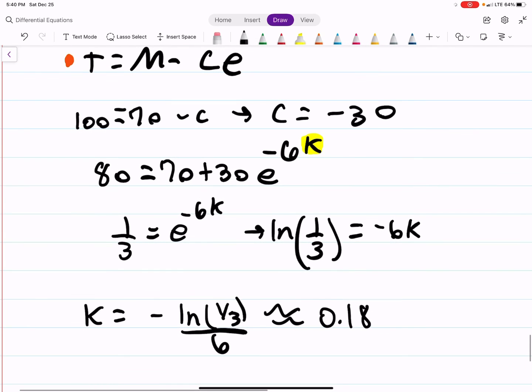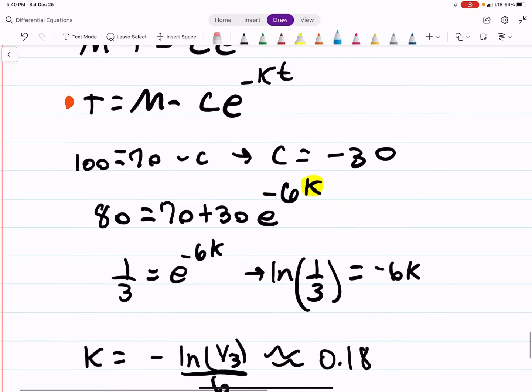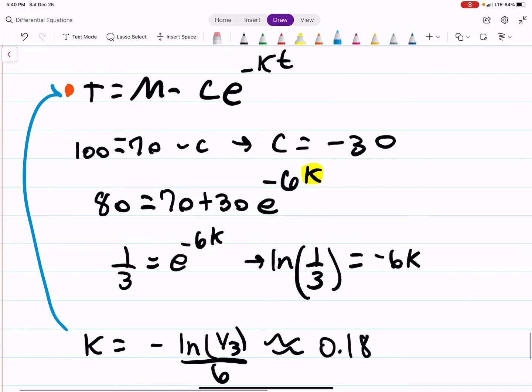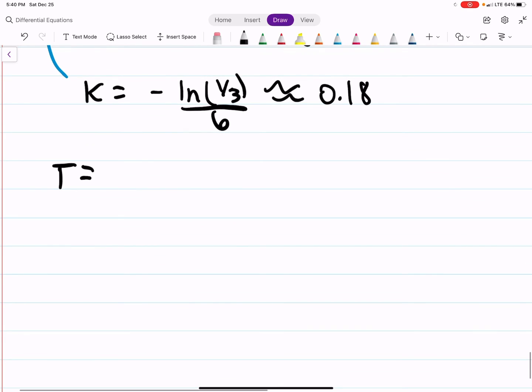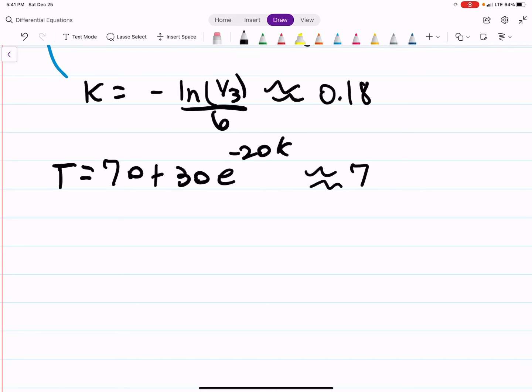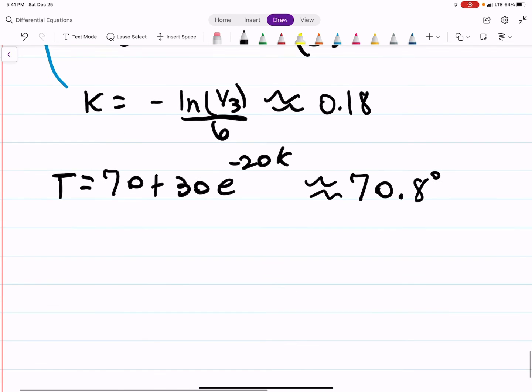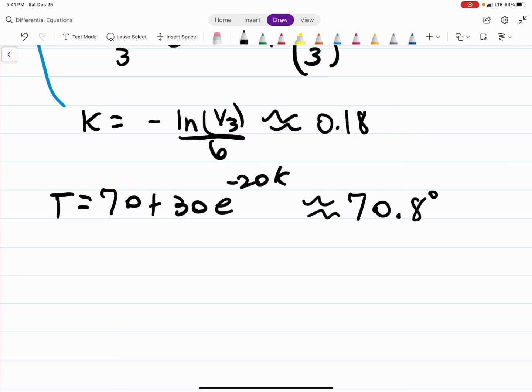And now that we have this value, we can plug everything into our temperature equation, right? And that is T equals 70 degrees plus 30 degrees e to the minus 20k. And we know what k is now. And if you plug all this in, you get about 70.8 degrees. Okay? So this one's actually quite straightforward. It's just a couple initial value problems, but it's all the same.